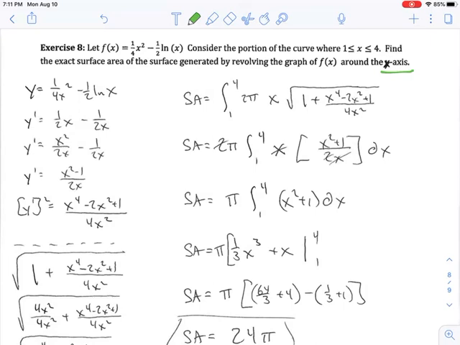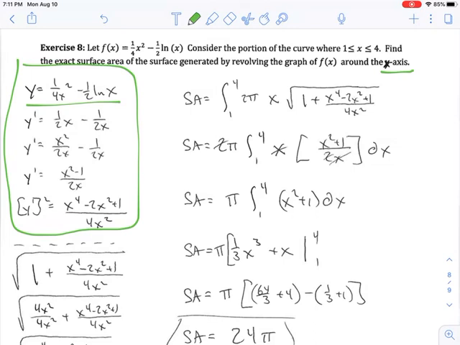So over here, I did some algebra. There's my original function. Here is the derivative of the function. Remember, the derivative of the log of x is 1 over x. So the derivative of 1/2 log of x is 1/2 times 1 over x, or 1 over 2x. That's where that comes from.